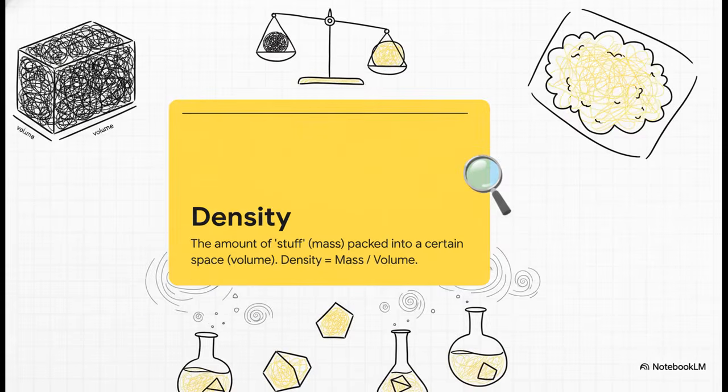Now, the scientific definition is that density equals an object's mass divided by its volume. Mass is basically how much matter, or stuff, is in an object, and volume is just the amount of space that object takes up. So really, density is just a measure of how tightly packed all that stuff is.